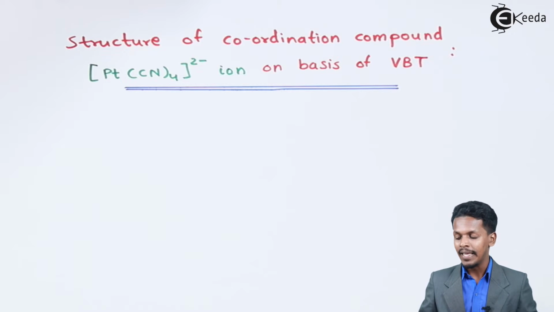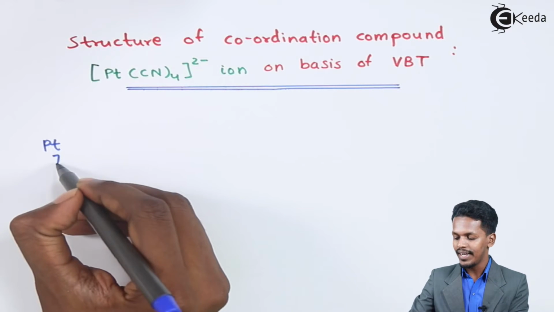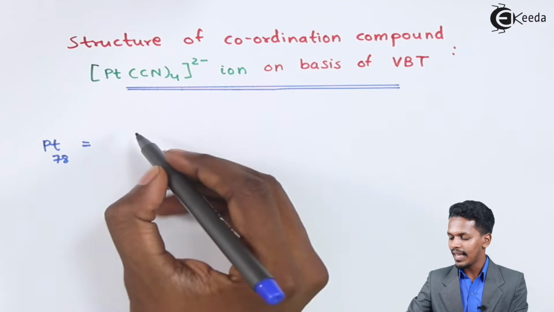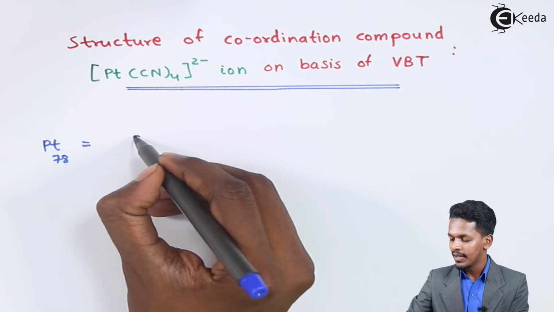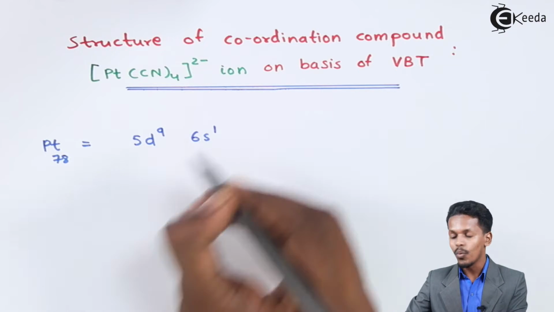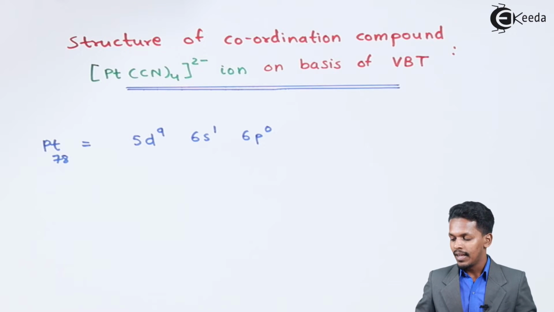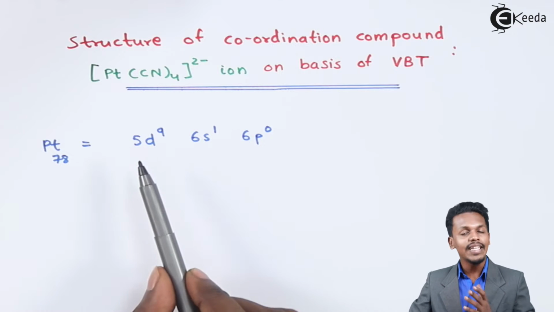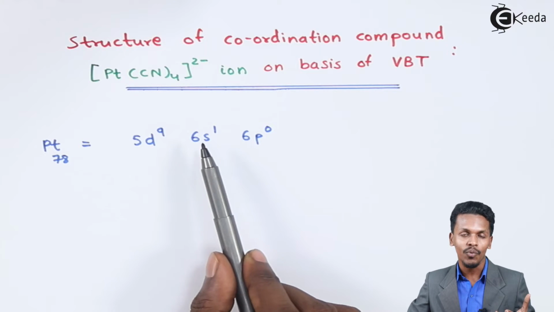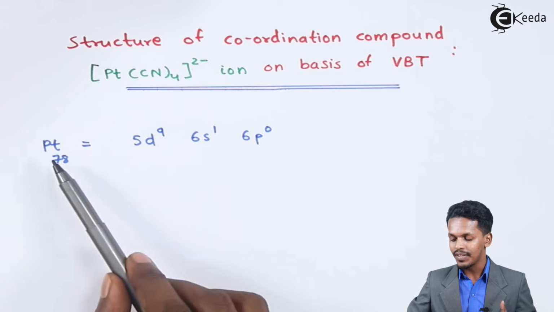electronic configuration of platinum. Platinum has an atomic number of 78, and if we are concerned with the outermost shell, I could write it here as 5d9, then 6s1, and then 6p0, just for instance. So the d subshell consists of 9 electrons and the s orbital consists of only 1 electron; this is nothing but the outermost shell, or the valence electronic configuration of platinum.